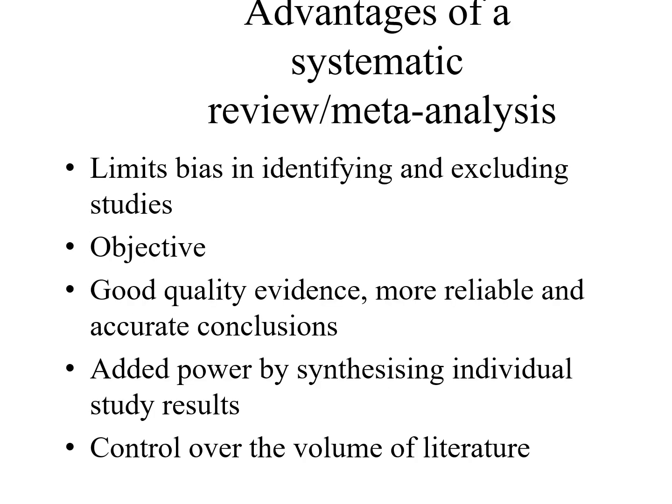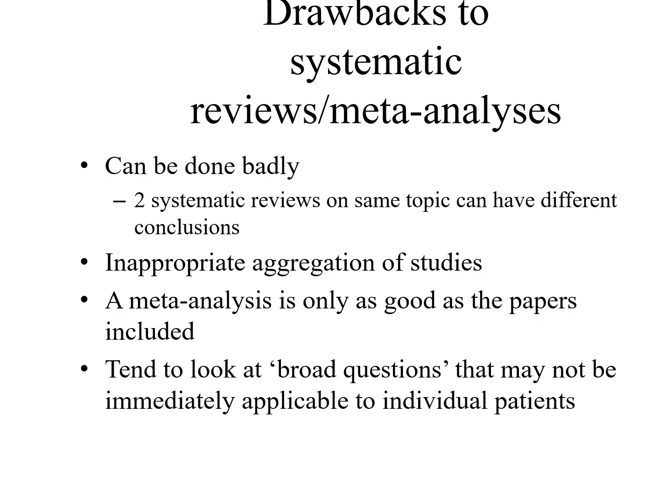What are the advantages of a systematic review or meta-analysis? It limits bias, it is objective, it gives good quality evidence, more reliable and accurate conclusions. It adds power by synthesizing individual study results, and you have control over the volume of literature.